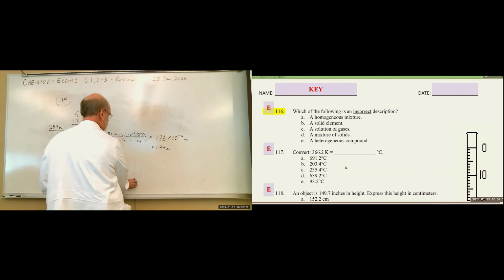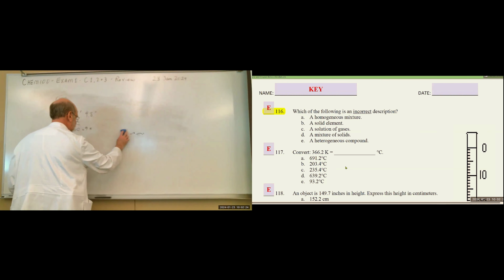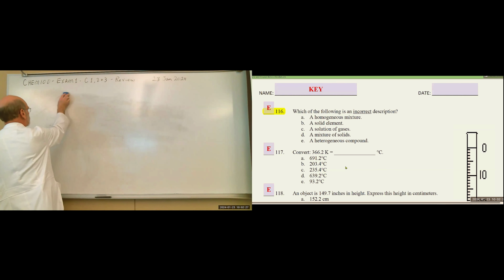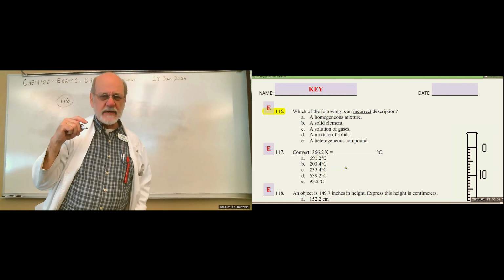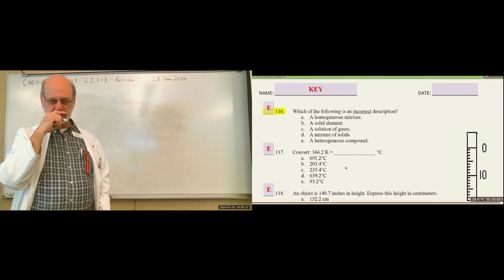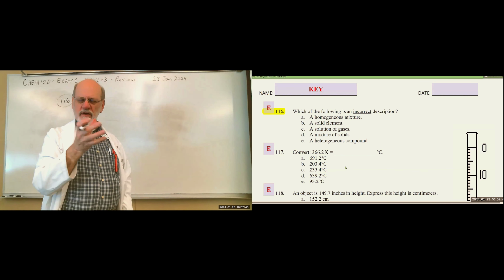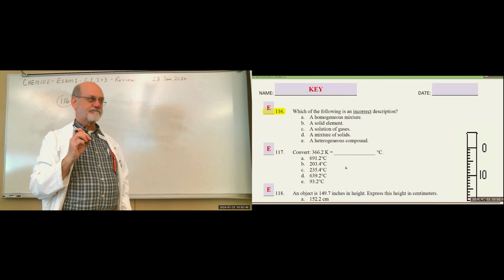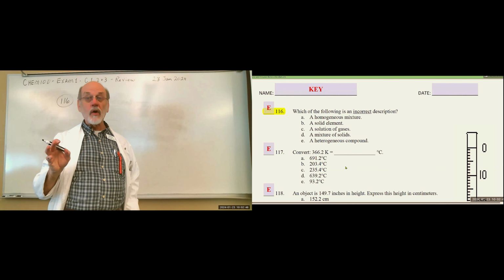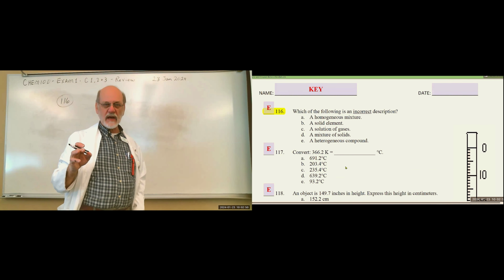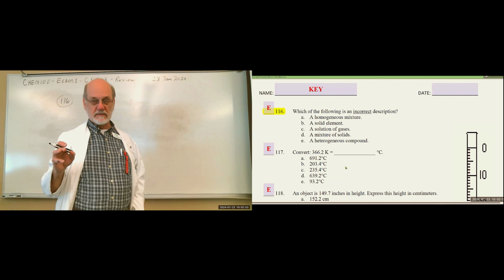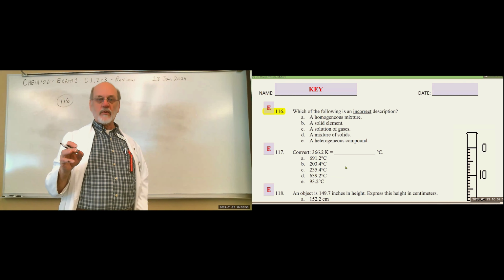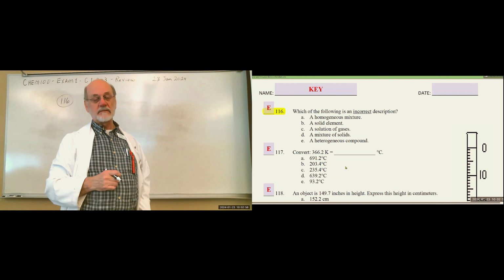All right, 116. Which of the following is an incorrect description? All right. Which one of these are examples of terms that don't go together? That's what we mean. A, a homogeneous mixture. Is that valid? Yeah. A homogeneous mixture is a solution, so A is good.